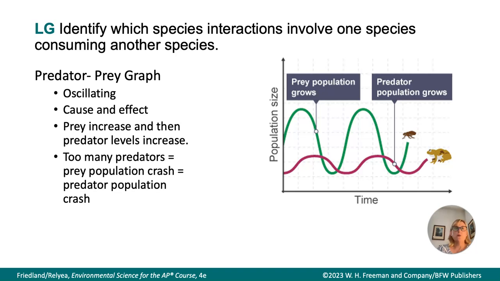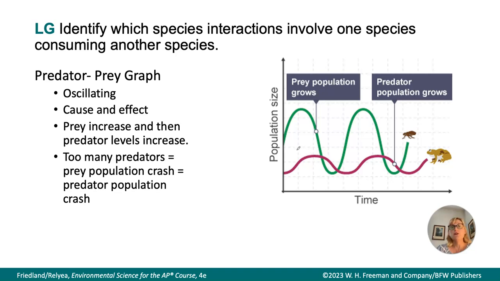So you also need to know about predator-prey interactions, and a predator-prey graph, we call it oscillating, which means that they go up and down together. And you can see first you have this fly, and the frog that eats the fly. First the fly population grows, maybe there's a lot of food for that fly, and then the frog population eats a whole bunch of these flies and gets lots of nutrition, and they can lay a lot of eggs and make a lot of babies.